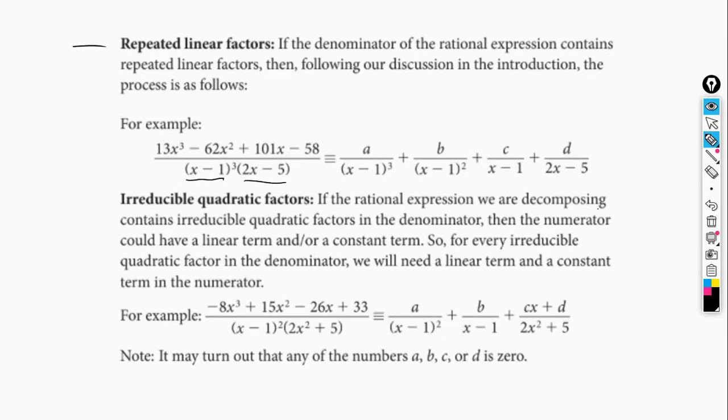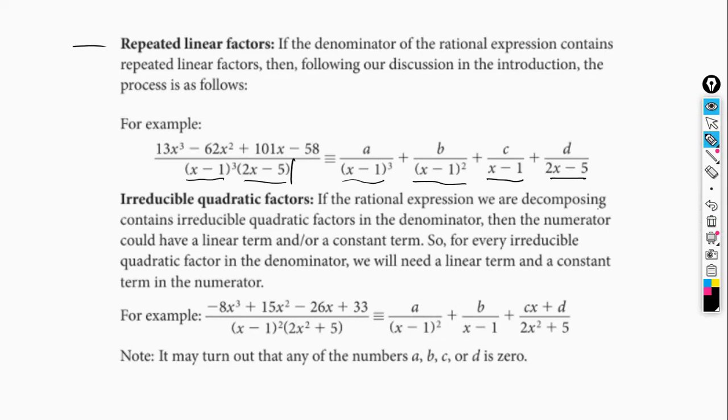So in these cases, we have to consider all the possibilities with the linear factors. We would have to consider x minus 1 cubed, x minus 1 squared, and x minus 1. And then finally, 2x minus 5, which comes from here. So this is what we would have to solve in this case, right? We'd have to find A, B, C, and D. Now notice that it may turn out that any of these numbers could be 0, especially B and C.